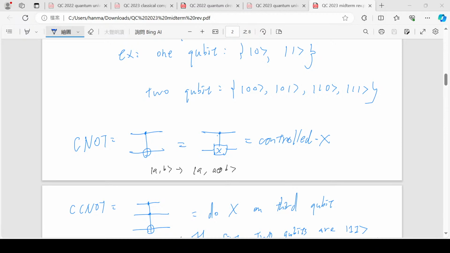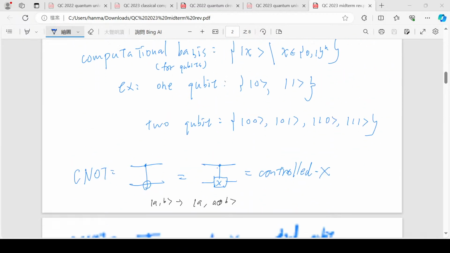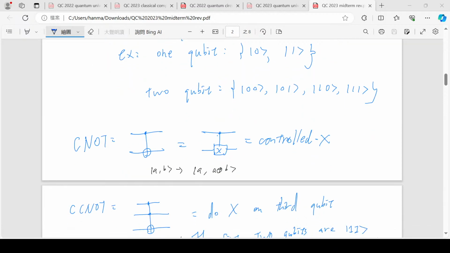And yeah, we have also seen that from CNOT and 1-qubit gates, you can build a universal quantum gate set. So yeah, people like CNOT a lot, and there is even a little more structure that we won't talk about here. It's called the Clifford group. Yeah, let's not go into that.